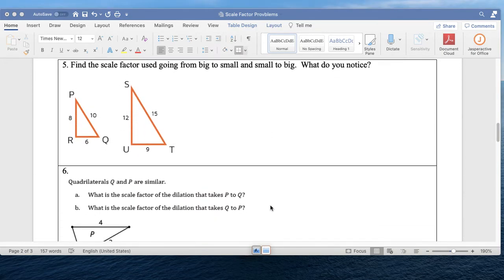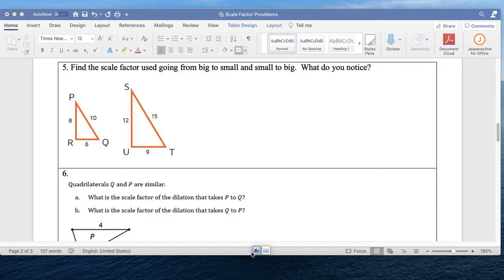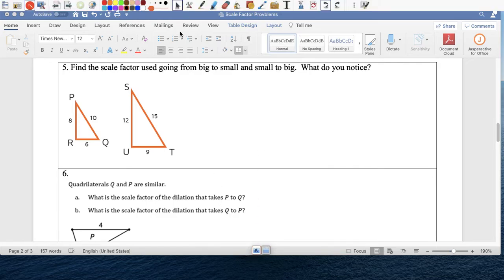So again, these next two questions go both ways. Pretend you went from big to small and small to big. So let's pretend big to small. Let's say we went from this triangle and we reduced it to that triangle. So for the scale factor of a reduction, let me choose a corresponding side. So let me choose 9 and 6.